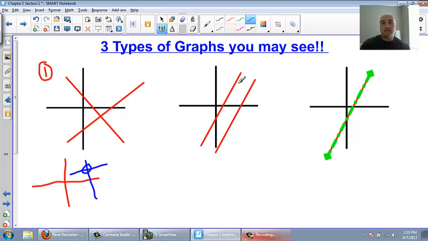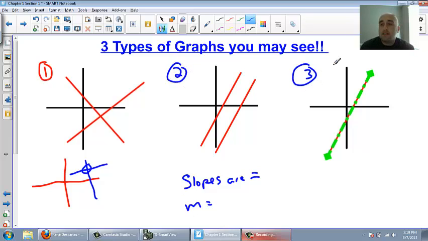The second one you may see is 2 parallel lines where they never cross. The thing you have to remember about 2 parallel lines is the slopes are equal. If you have 2 parallel lines, you know that their slopes have to be the same, so their m values must be equal.